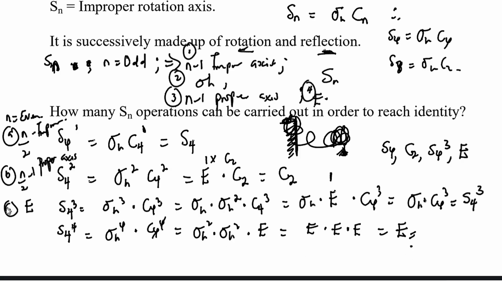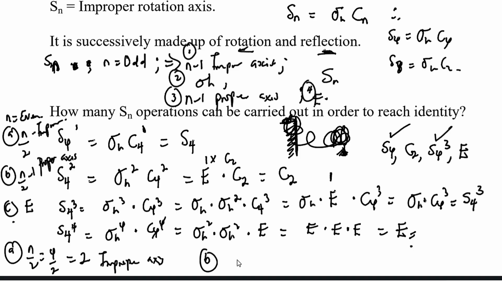So now let's confirm this. We have identity here, which is this C. N is 4. So for A, let's look at A. A is n over 2. That is going to be 4 over 2. That is going to give 2 improper axes of rotation. So we have 2 improper axes of rotation here. So let's look at B. N over 2 minus 1, right? So this gives 4 over 2 minus 1. That's basically 2 minus 1. So it gives 1 proper axis of rotation, and that's the C2A, right?